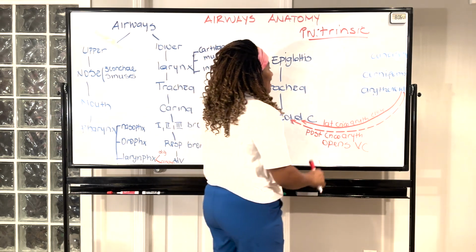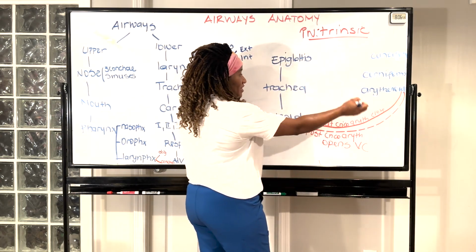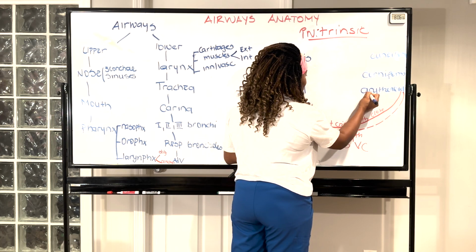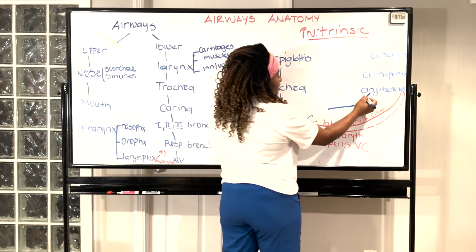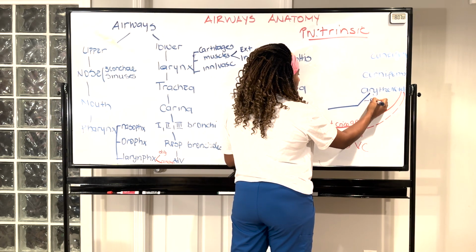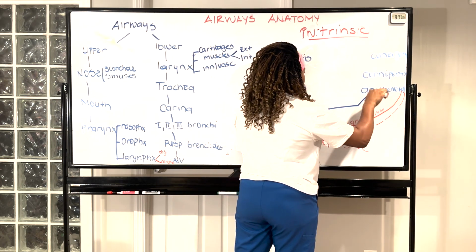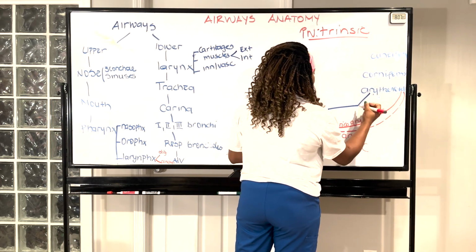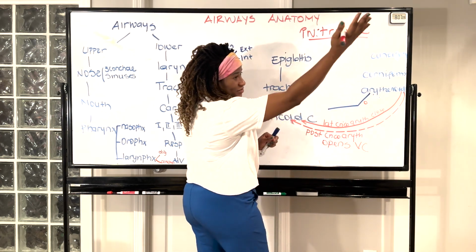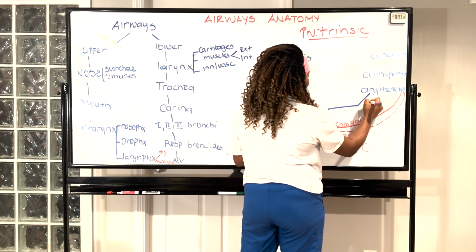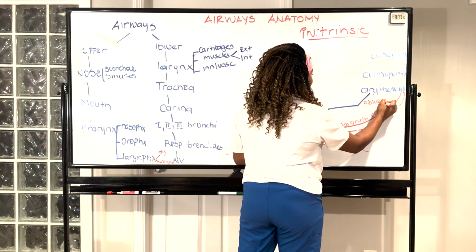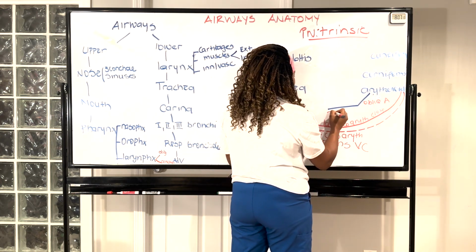Very important. Now, the arytenoid muscle has two parts. We have the oblique and the transverse. So here we have the oblique arytenoid. I kind of draw it oblique so it's easier to remember, and then the transverse here. Oblique arytenoid and transverse.